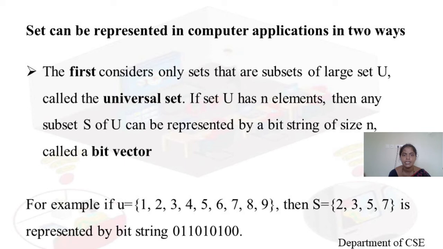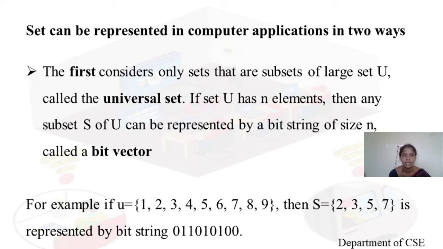First, consider only sets that are subsets of a large set U. There is a large universal set U. You know that U is usually meant for representing the universal set. If set U has n elements, then any subset S of U is represented by a bit string of size n. That subset S can be represented by a bit string, which is also called a bit vector.